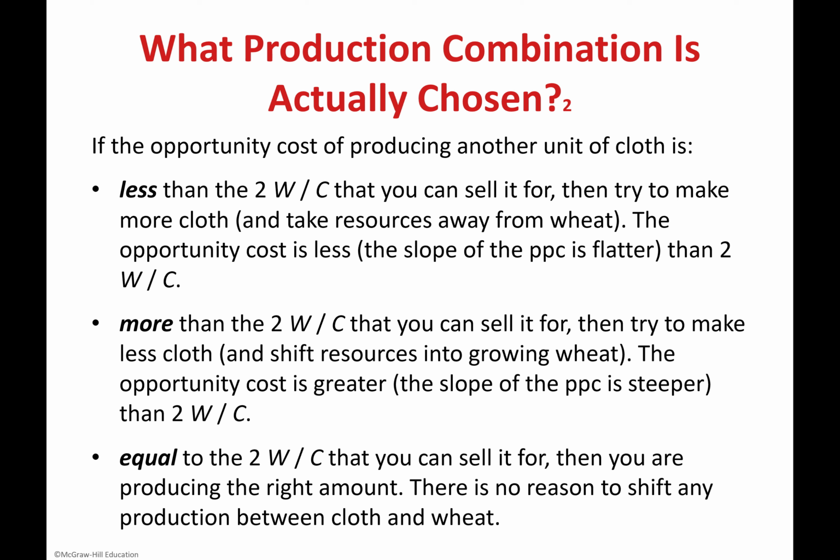The opportunity cost clearly is less than 2W over C. It could be more than 2W over C that you can sell it for. Then you're going to try and make less cloth and move more into wheat production. If the opportunity cost is greater, the slope of the PPC is steeper than 2W over C, or equal to 2W over C, then you're producing the right amount. So there's no reason to shift away any production between cloth and wheat.